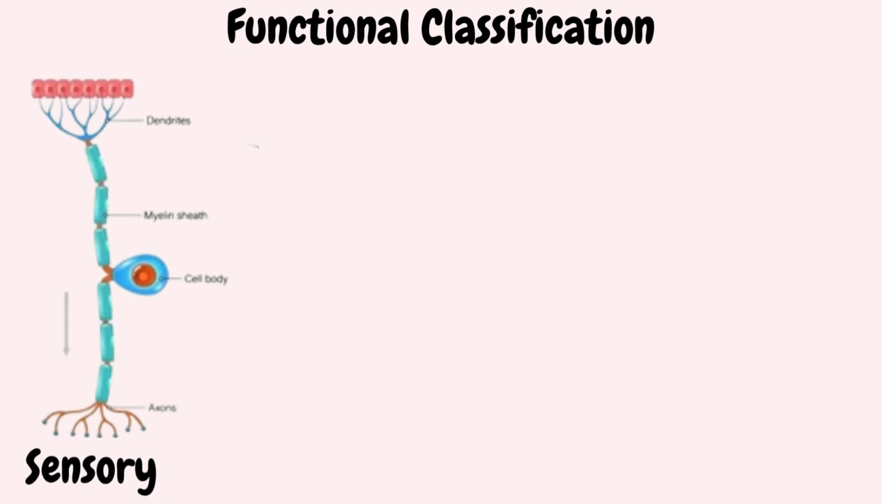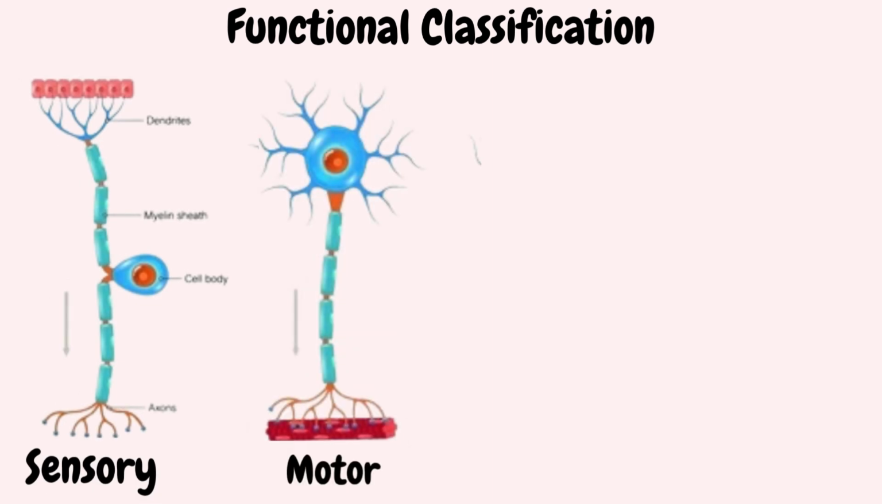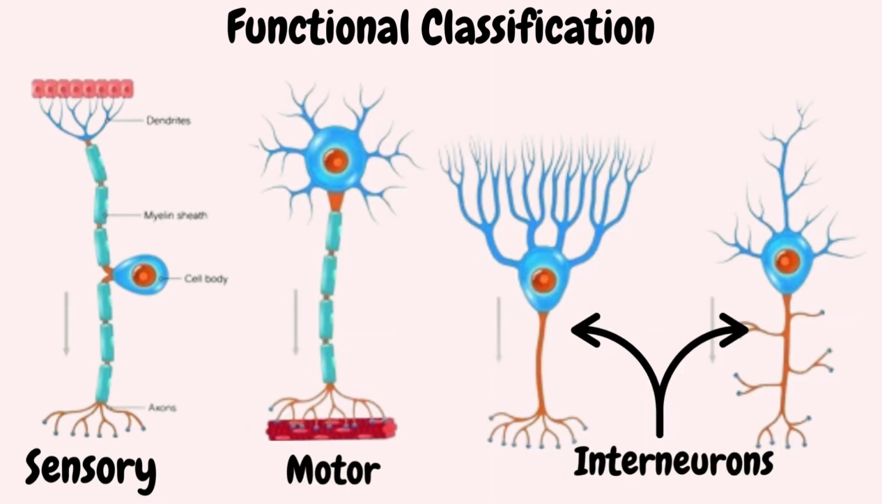Functionally, there are three main types of neurons. We have sensory neurons, motor neurons, and interneurons. Sensory neurons, also called afferent neurons, are neurons that receive sensory information from the periphery and transmit it to the nervous system, so the brain and spinal cord. And examples include neurons in the eyes that detect light or neurons in the skin that can sense touch.